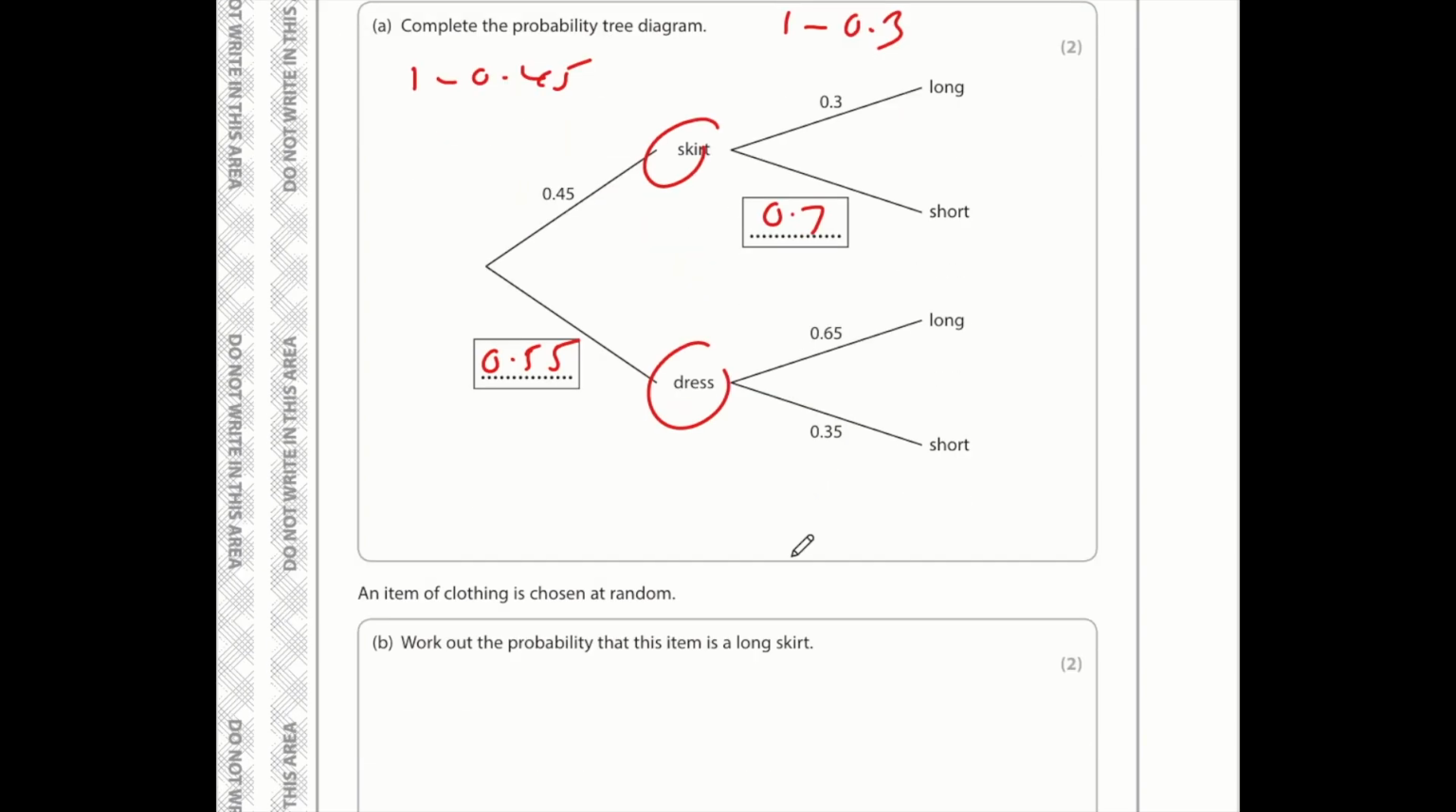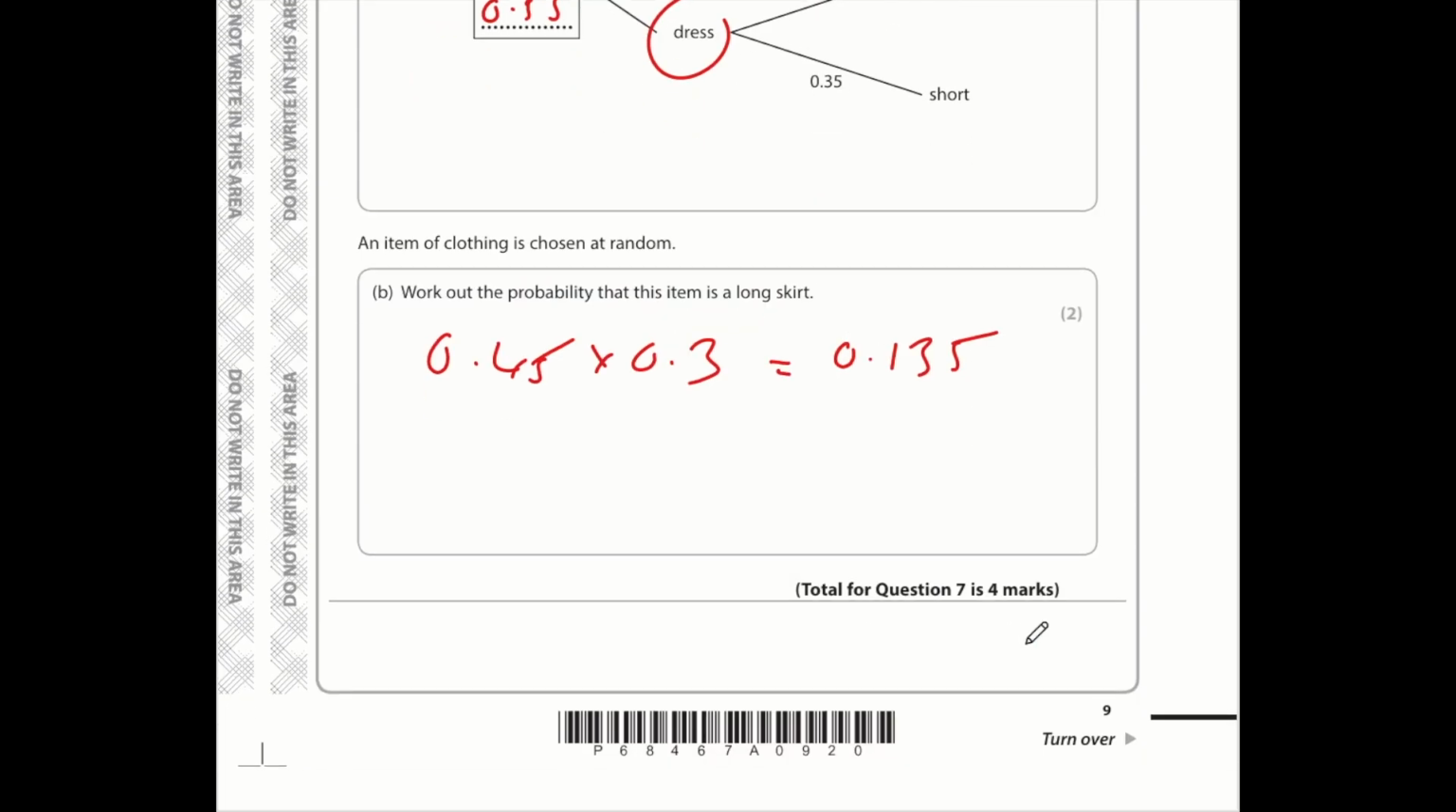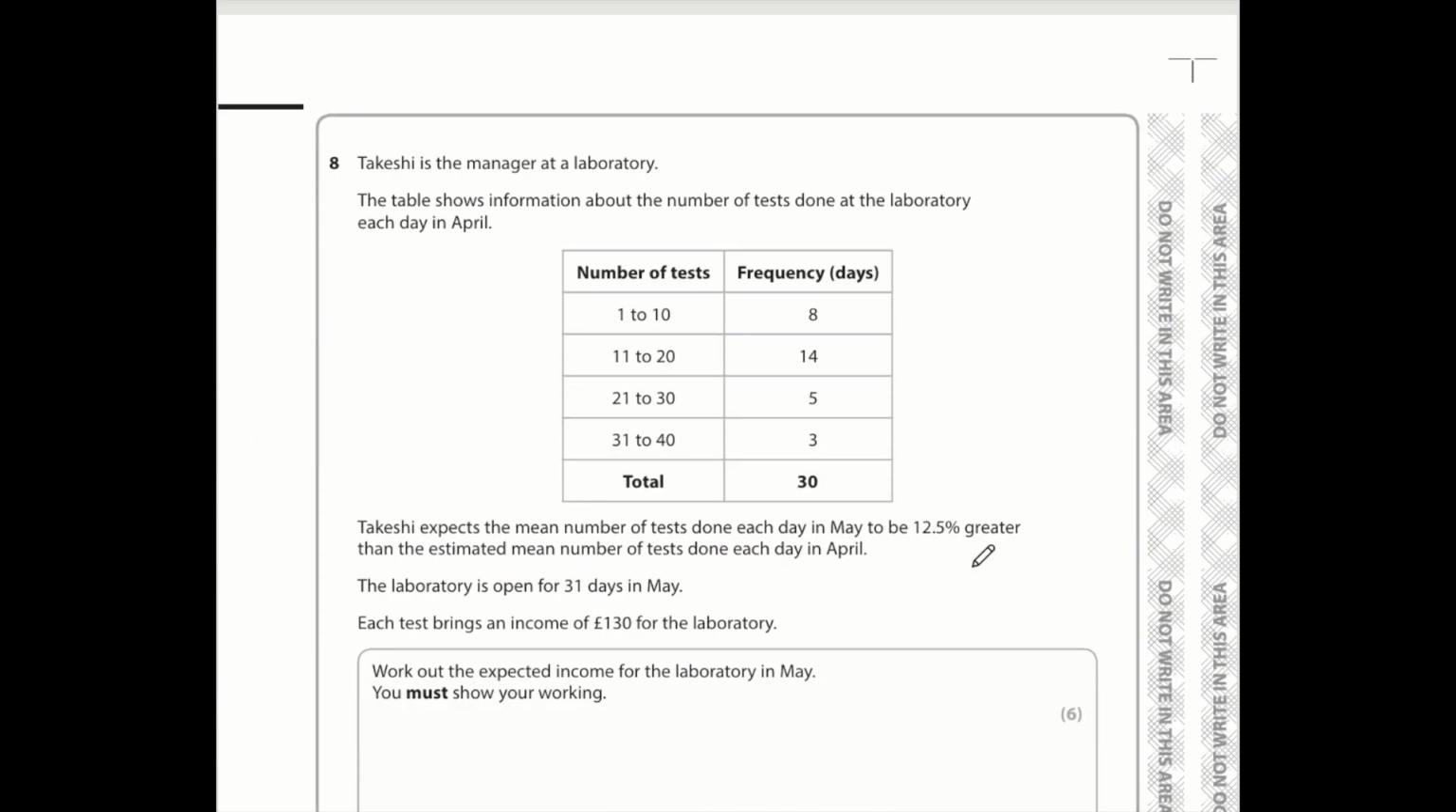So what's the probability of choosing a long skirt? Well, that is the probability of choosing a skirt, which is 0.5 multiplied. You always multiply the probabilities as you go along the branches, times by 0.3, and that is 0.135.